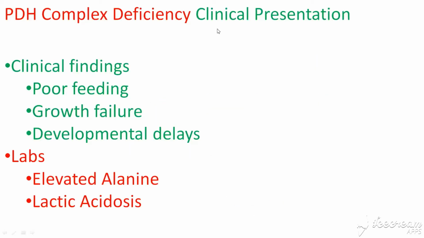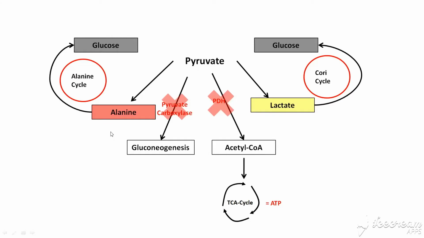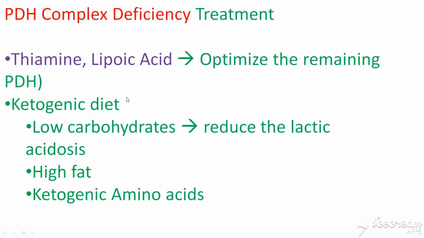So how does this clinically present? Well, the clinical findings are basically a newborn who has poor feeding, growth failure, and developmental delays. The labs are going to show elevated alanine and lactic acidosis because all the pyruvate inside the cell is going to be shifted to either alanine formation or lactate formation. The treatment is simple. For these patients, we have to give them thiamine and lipoic acid. These are the two cofactors that we talked about that are important for the PDH complex. The thiamine and the lipoic acid are going to optimize the remaining activity of the pyruvate dehydrogenase enzyme that remains inside of the cells.